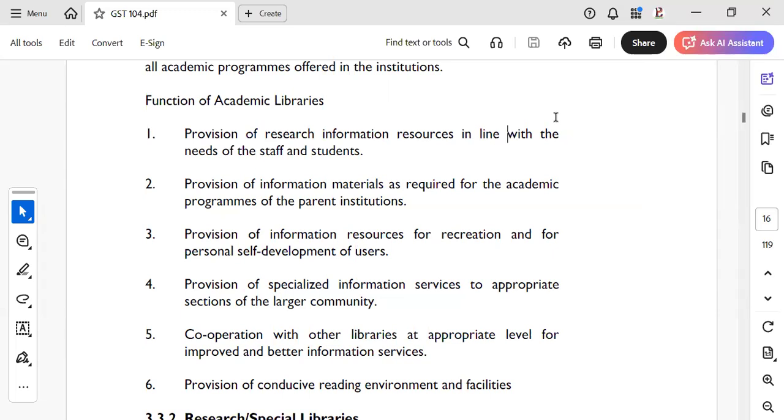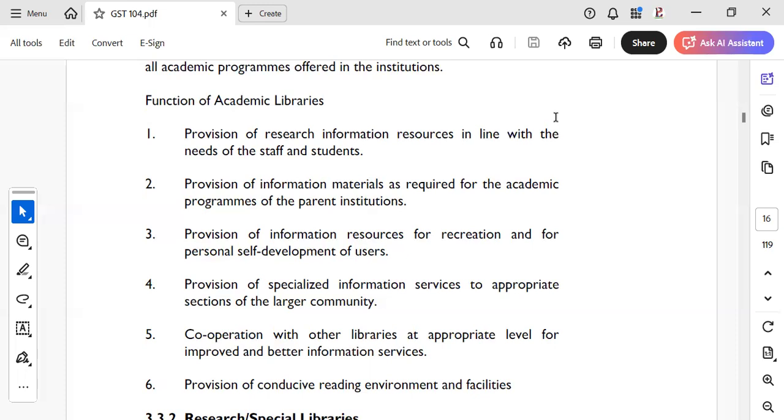Well, number one, provision of research information resources in line with the need of staff and students. Well, this means when we get to an academic library, we can get research information which we don't have close to us at that moment. Then provision of information materials as required for academic programs of the parent institutions. Well, this means getting materials like our school materials, our course materials. Yes, exactly. We can get them there as well.